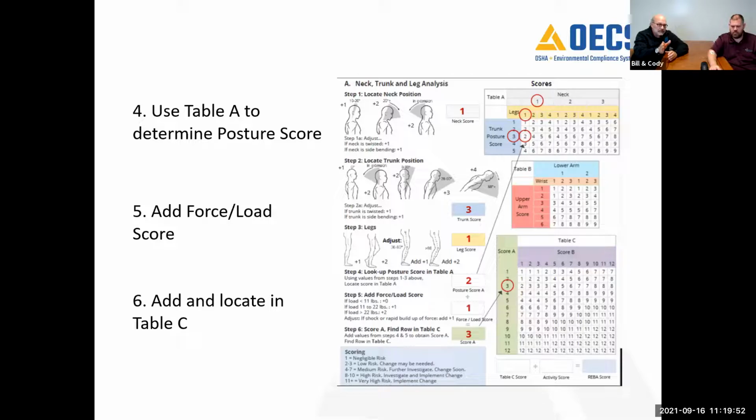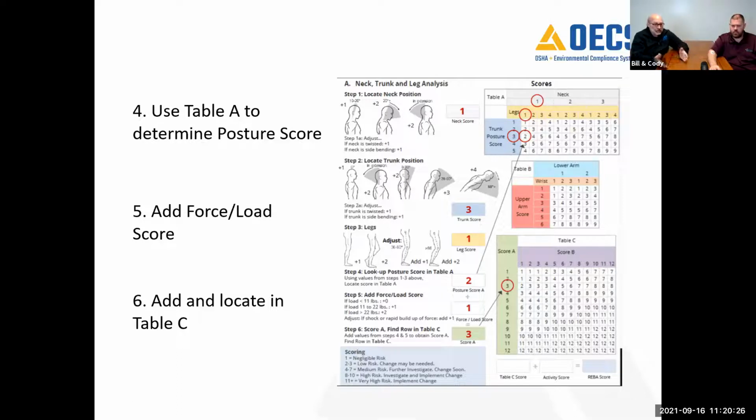before we add step 5, which is now back on the column A there, where we're going to add some force and load. She's about 11 to 15 pounds of stress with the twisting action she's doing in the unit that she's installing. So that adds a number 1. So quite rapidly, we've assessed the neck, the trunk, and the legs. We've assessed a little bit of the load, and we come up with a score of 3 on our A side of the REBA worksheet.